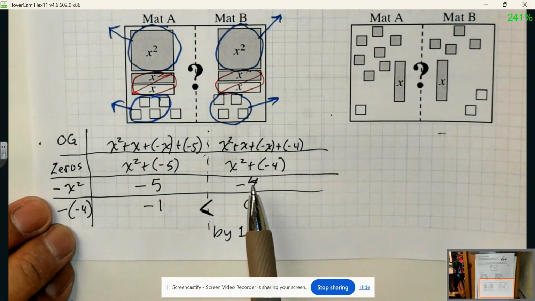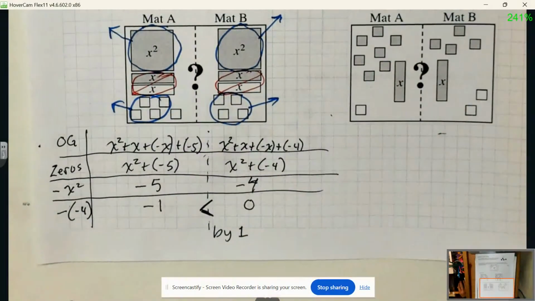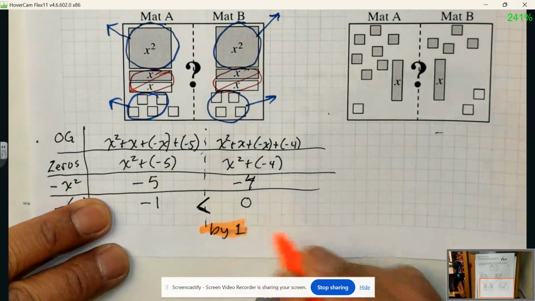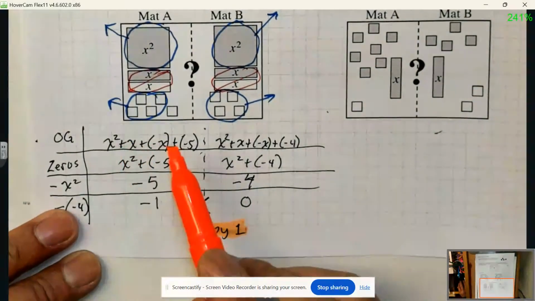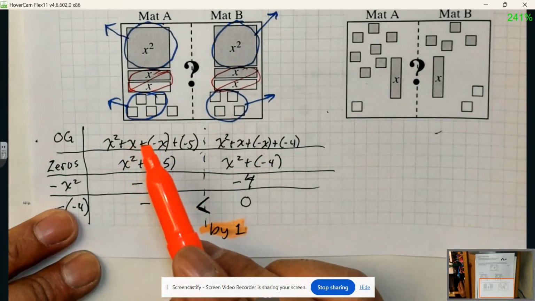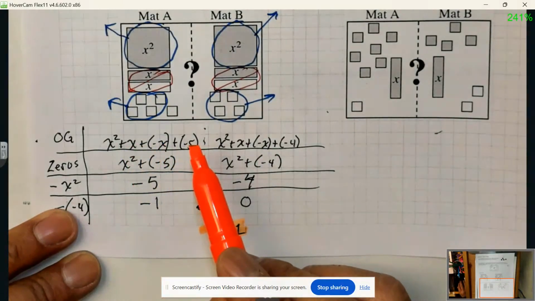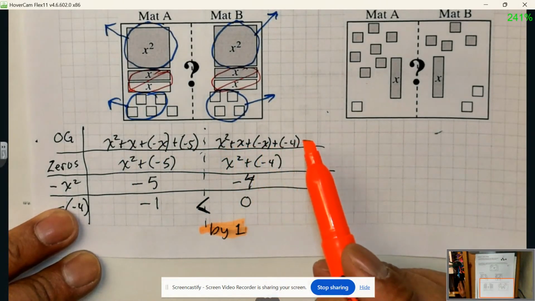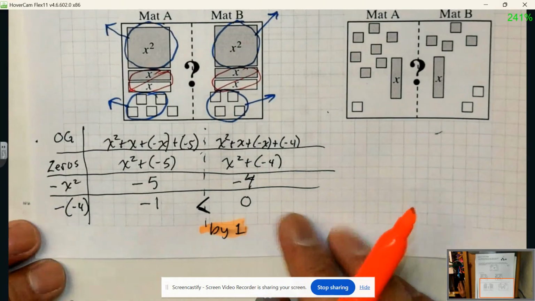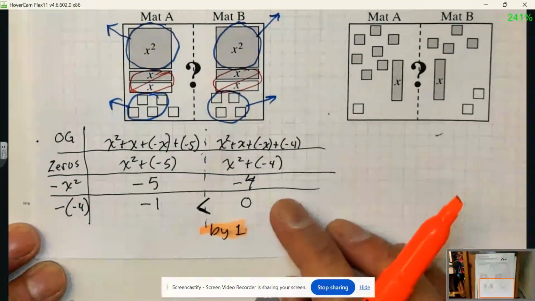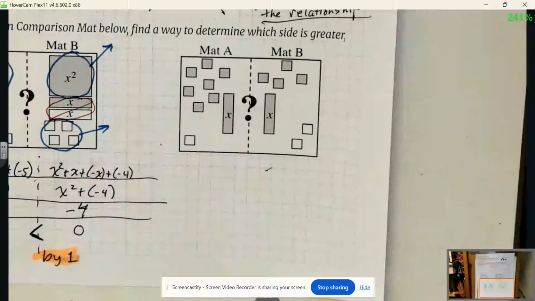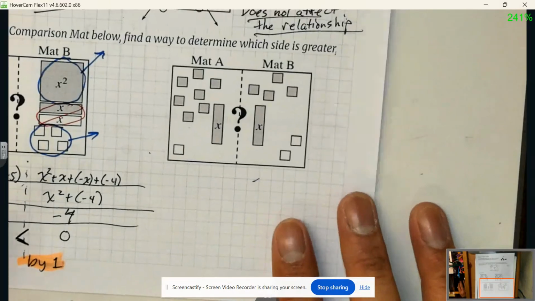-5 is smaller than -4 by 1. -1 is smaller than 0 by 1. So this is the relationship that we are maintaining. That means from the very beginning, x squared plus x plus -x plus -5 is smaller than x squared plus x plus -x plus -4 by 1. We just didn't see it as clearly until we simplified. So this is the whole purpose of that simplification process. All right, and then let's do the next one.